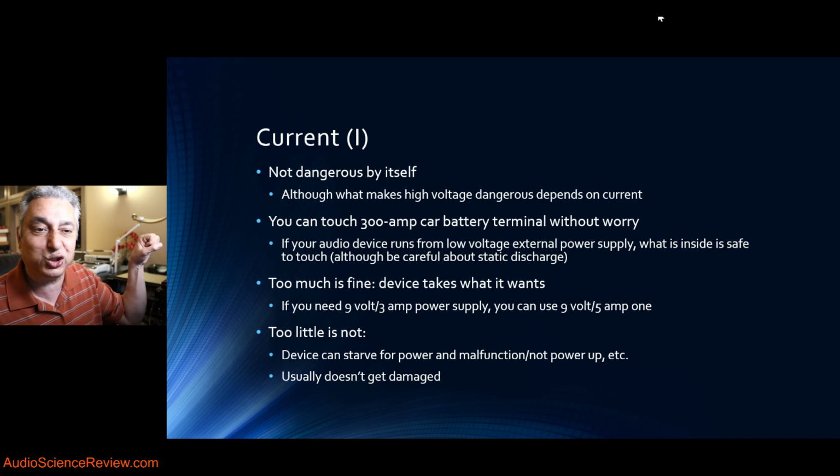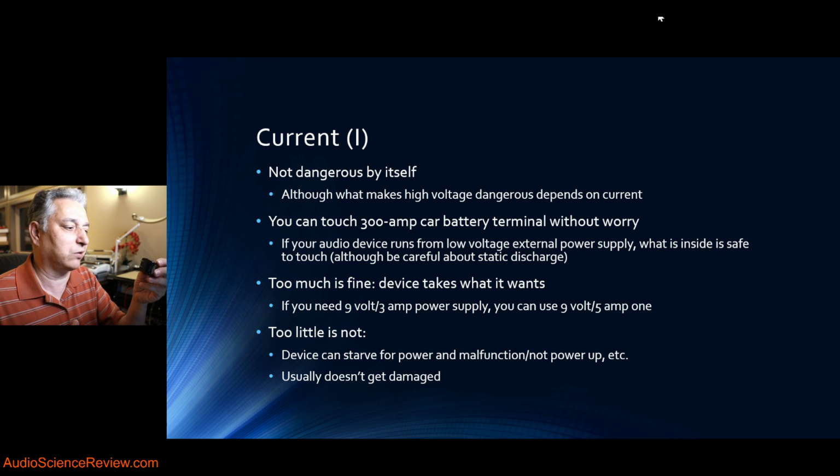The device only draws what it wants. The 1 amp is not jammed into its throat. Indeed, if it comes with a 1 amp power supply, it probably uses a lot less than 1 amp. It may be that the cheapest one they could get was 1 amp. You could measure the current. There's an ammeter you can use to measure current.